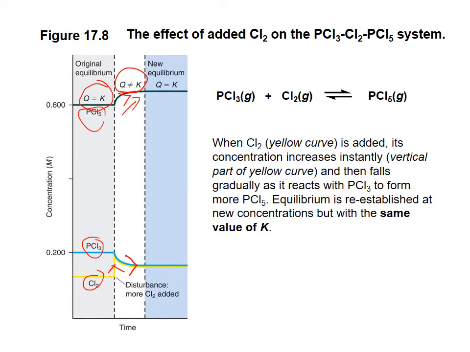Okay, you can see the increase. Reactants decrease, product increases, and that is the forward reaction. So when you increase chlorine, the reaction goes forward to increase product and decrease reactants until a new equilibrium is reached, where Q equals K again.